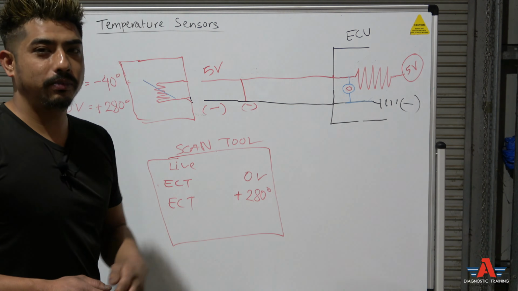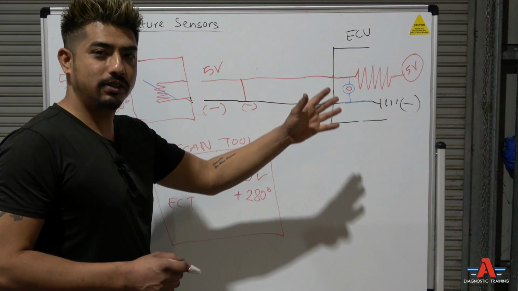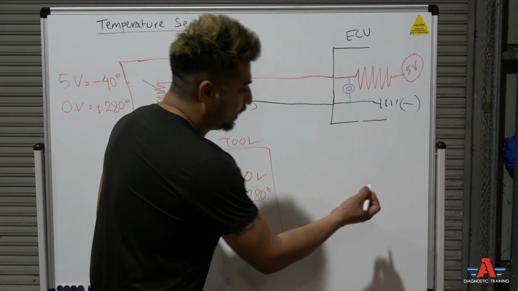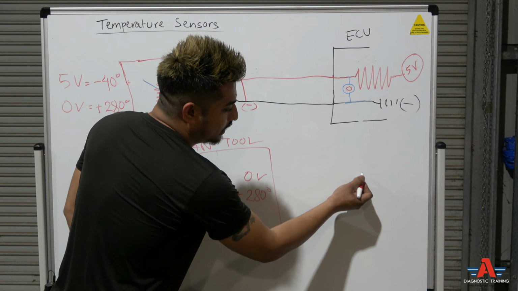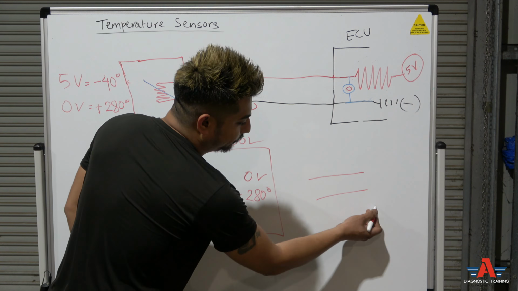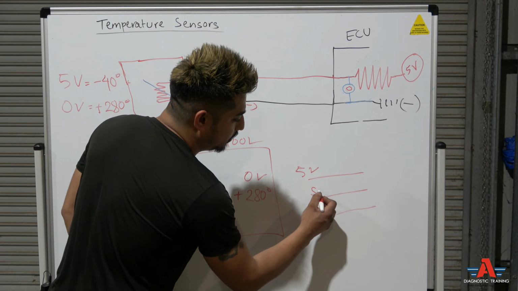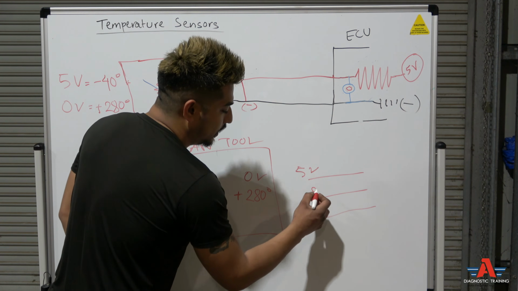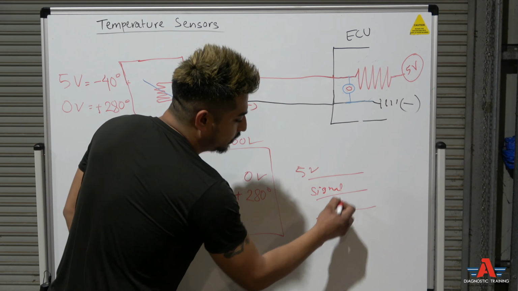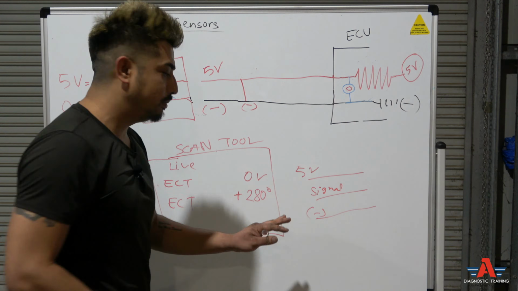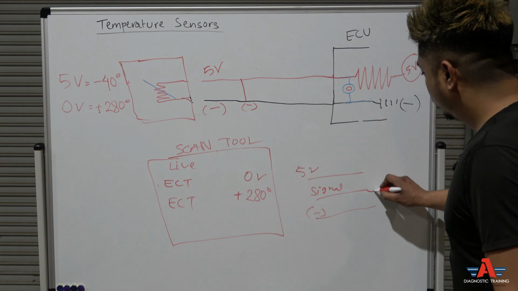If it's a potentiometer, a 3-wire sensor, I'll just draw it here. If you have a 3-wire sensor, 3 wires are going to come in, right? One is going to have 5 volt, one is going to be your signal, right? And one is going to be your earth. This is your potentiometer circuit, okay?